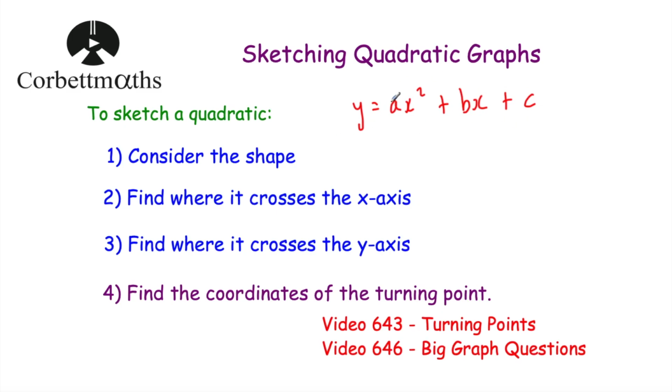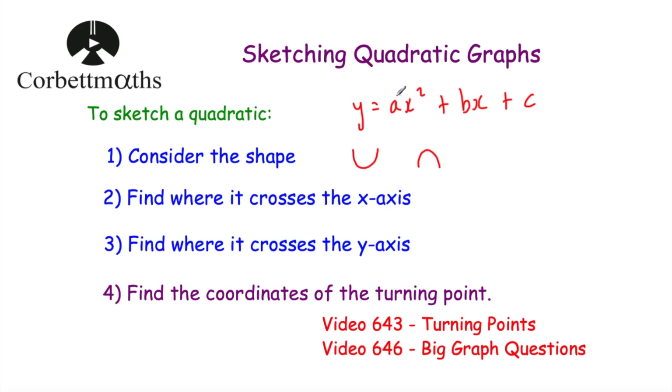And to consider the shape, what we do is we look at the coefficient, the number in front of the x squared. If it's positive, so if it's perhaps x squared or 2x squared or 3x squared, you're going to find that the shape of the graph is a U-shaped parabola. So you end up with that U-shaped graph. If the coefficient of x squared, that value of a, is negative, so perhaps minus x squared or minus 2x squared or minus 3x squared, you're going to find that the parabola is an N shape. It'll be an N shape like so.